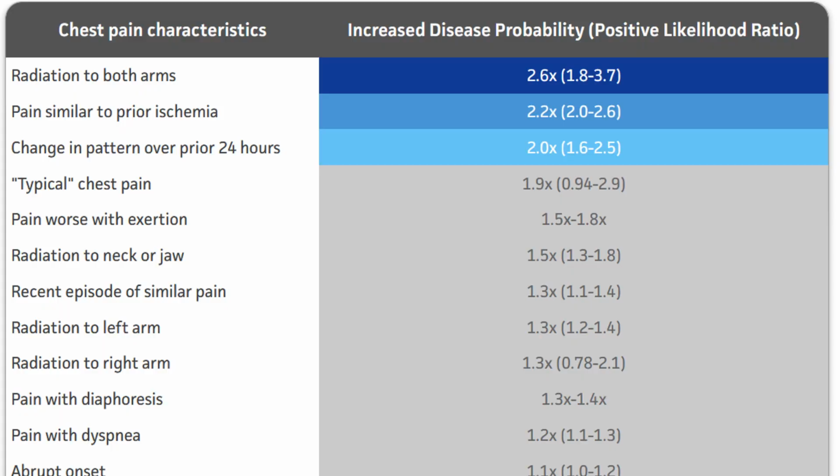Just wanted to show you some of these likelihood ratios for a specific symptom, like for chest pain, radiation to both arms, and the likelihood ratio of ACS. So the likelihood ratio of ACS, if you have radiation to both arms, is 2.6. If it's a symptom that is really, really common in popular culture, like you see it in all TV shows, you see it everywhere, on billboards, then the likelihood ratio kind of gets diluted.